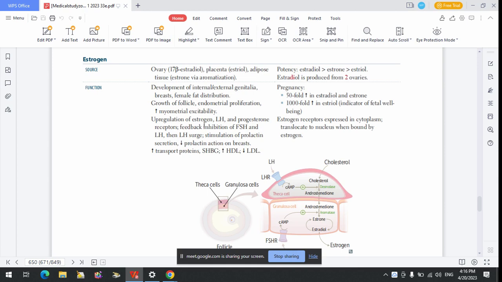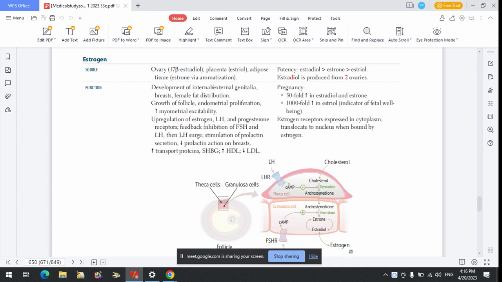So progesterone is anti-estrogen. I'm going to mention it when I get to progesterone, but the more I reinforce it, the better it stays in your mind. Then estrogen also inhibits FSH and LH. That one is normal, just the normal feedback mechanism. Estrogen exerts a feedback effect on FSH and LH.